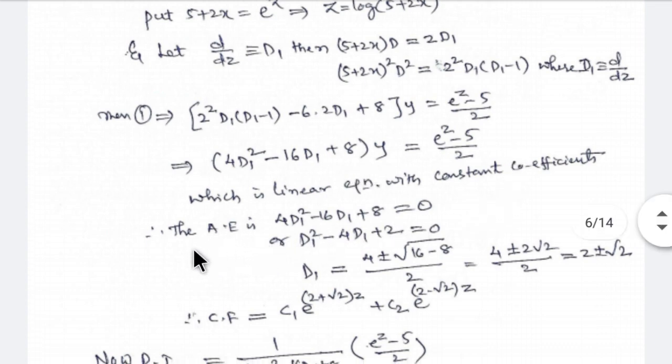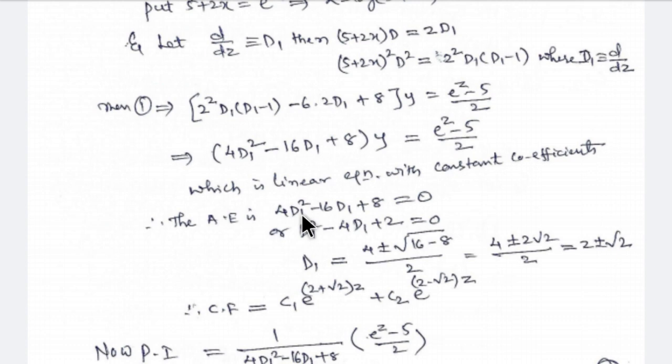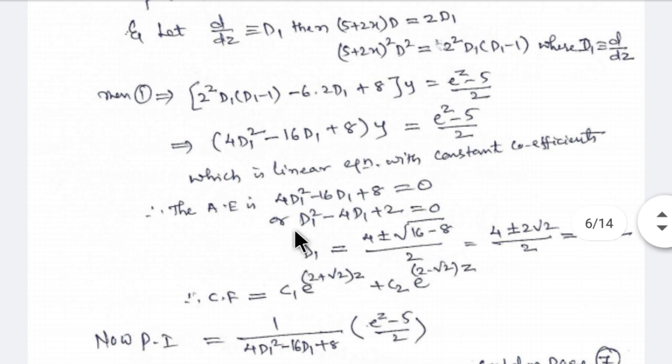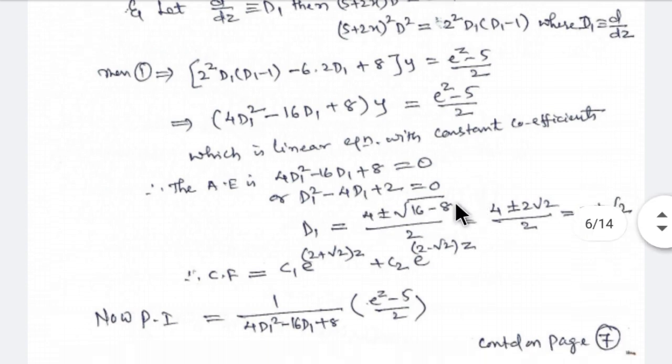To find the complementary function, the auxiliary equation is 4D1 square minus 16D1 plus 8 equal to 0, or cancelling 4, D1 square minus 4D1 plus 2 equal to 0. This is using the formula method. Solve for D1 equal to 4 plus or minus square root of b square minus 4ac, 16 minus 8, divided by 2a. A is 1, b is minus 4, c is 2.